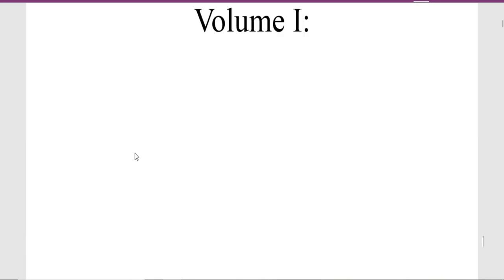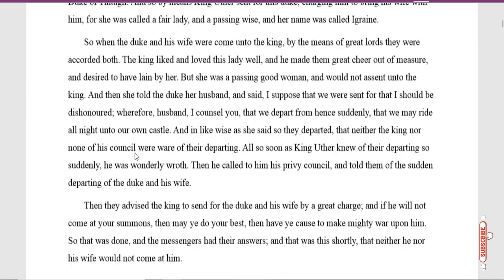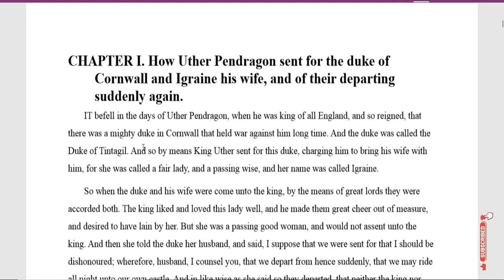So this is Volume 1. Then, how Uther Pendragon sent for the Duke of Cornwall and Igraine his wife, and of their departure suddenly.